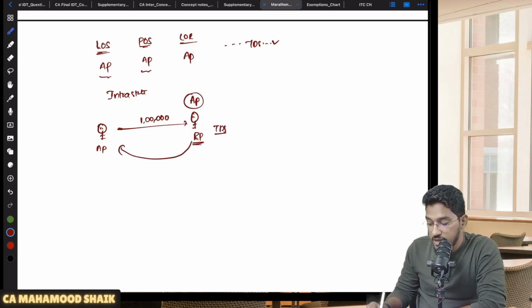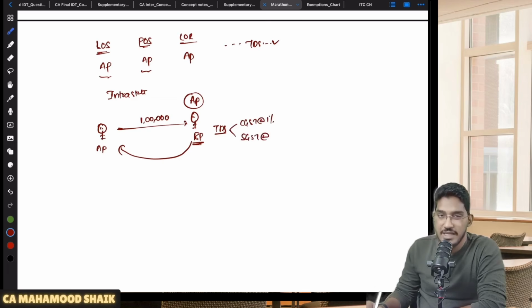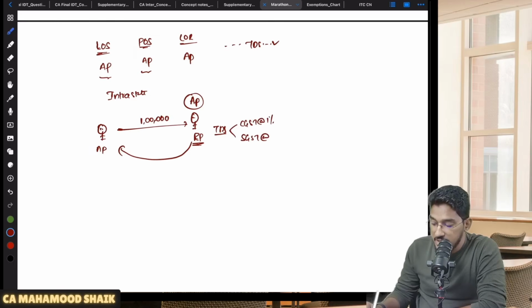Which TDS is required to deduct? Since it is an intrastate supply, CGST at the rate of 1%, SGST at the rate of 1%. If it is interstate, directly 2%. If it is intrastate, CGST 1%, SGST 1% he will deduct. Which state SGST he will deduct? AP state, because he is registered with AP only, no?